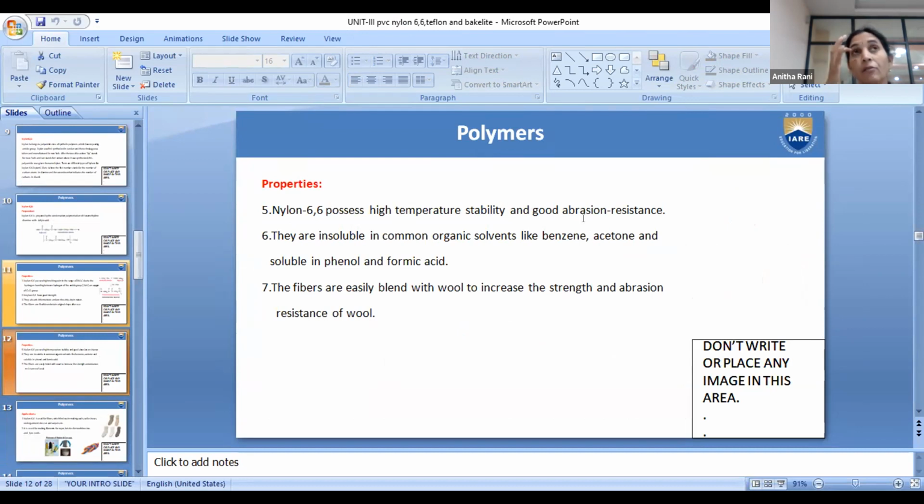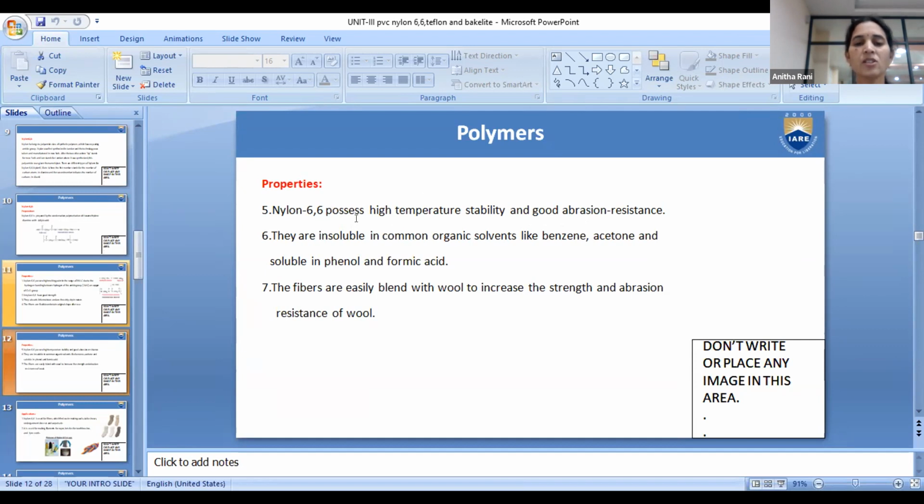Abrasion resistance means that when we are using the material for some days, if there is no removal of the upper layer of the material, then that material has good abrasion resistance. If there is some removal of the upper layer of the material, then it lacks strength, meaning it has poor abrasion resistance. Whereas nylon 6,6 possesses good abrasion resistance.